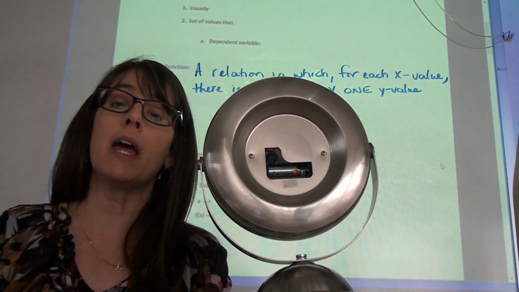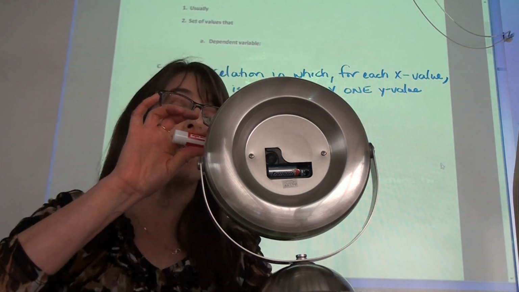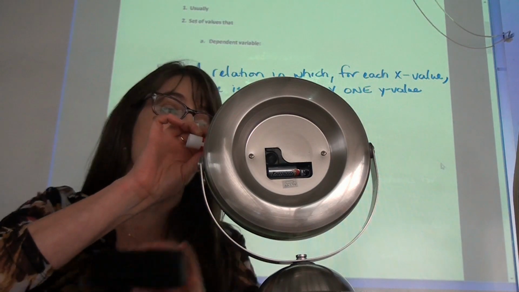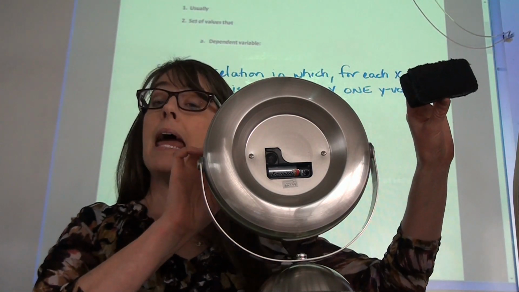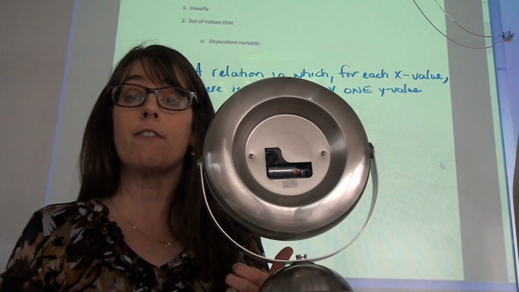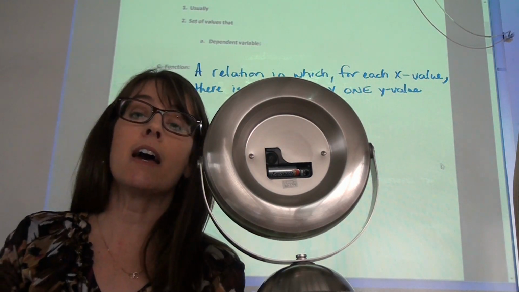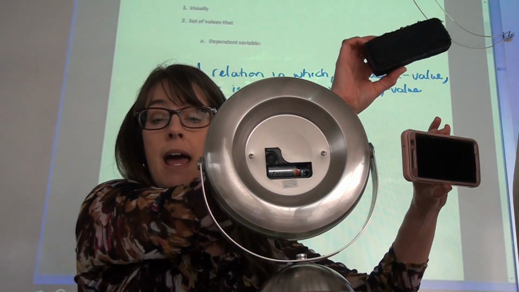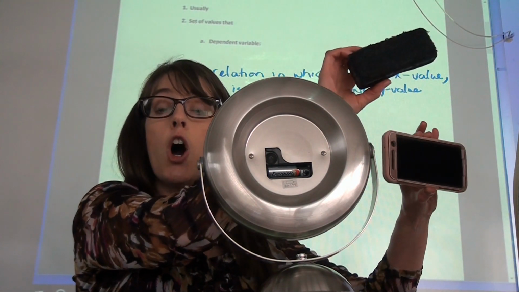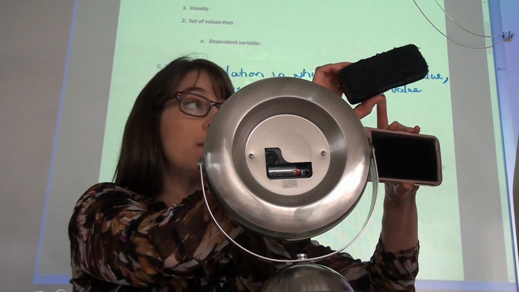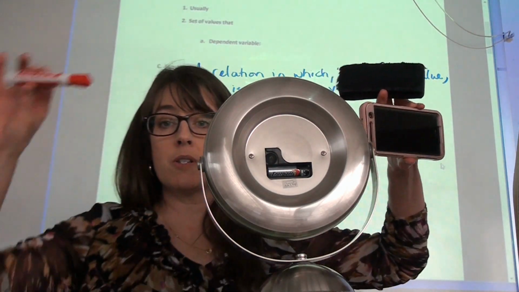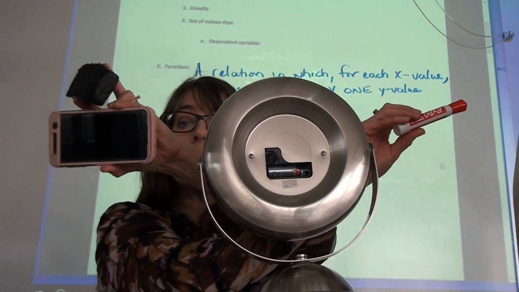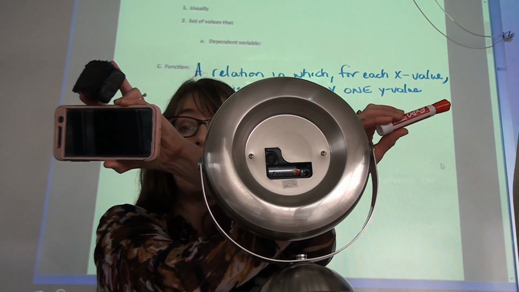However, if I put a marker in and out comes a cell phone, but then I put a marker in again, and this time out comes an eraser, now my relation machine is not a function machine, because what I have done is I have got the same input going to two different outputs. And that is not a function when you have the same input going to two different outputs, something like this. If I've got two different inputs going to the same output, that is a function.